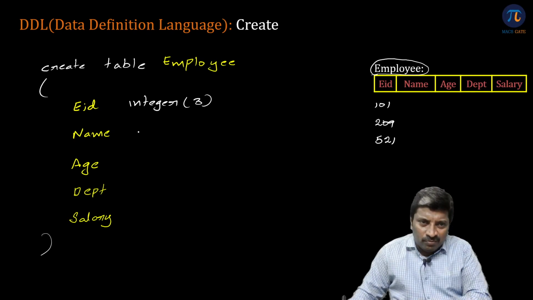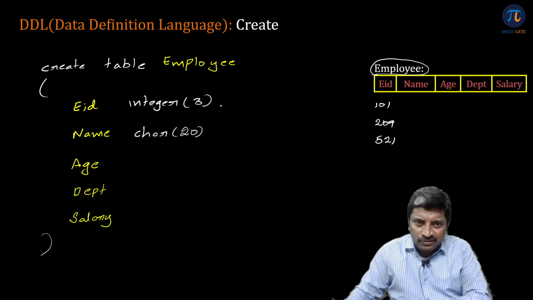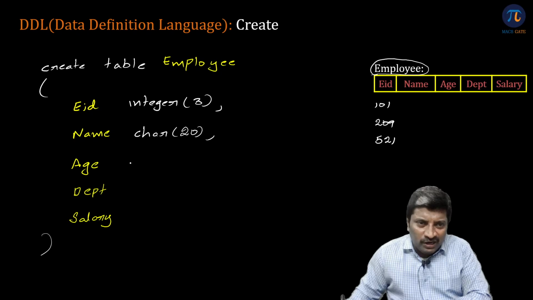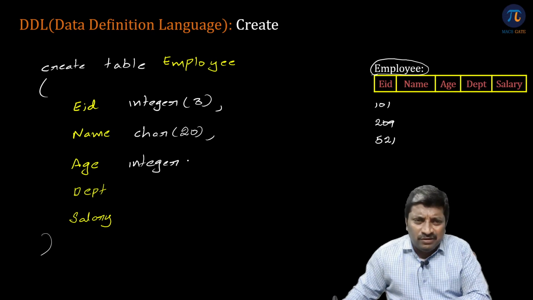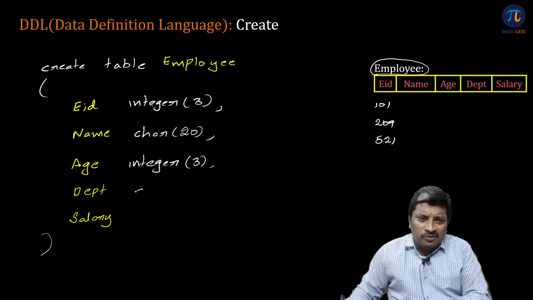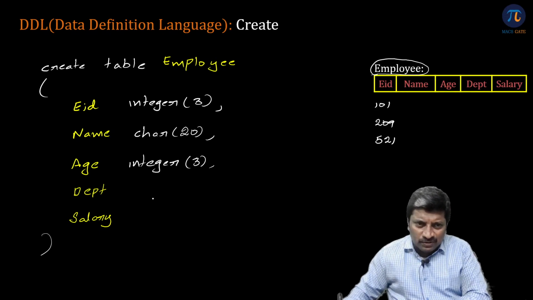Then when coming to name, let us assume it can have a maximum of 20 characters. Then we write it. For every attribute we need to separate by comma. Then coming to age, either integer or number, that we can write, sir. Let us suppose the age is also a maximum of this one. When coming to department, it is a string, sir. Since we already used char, let us use varchar2.